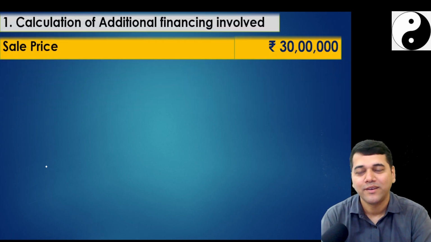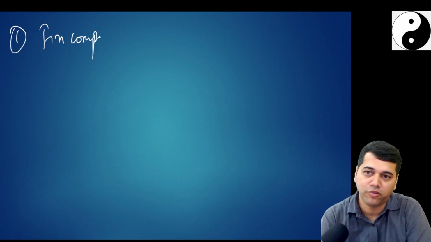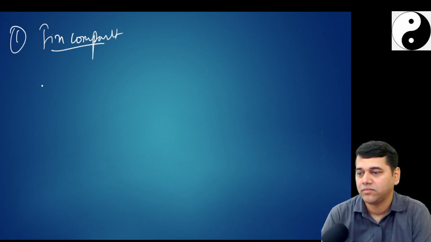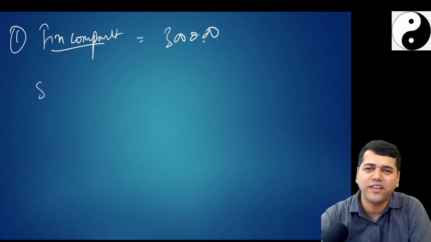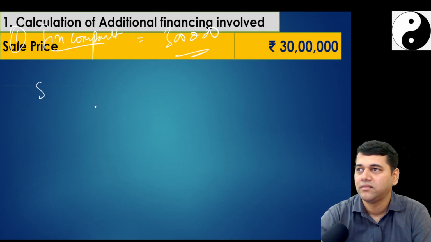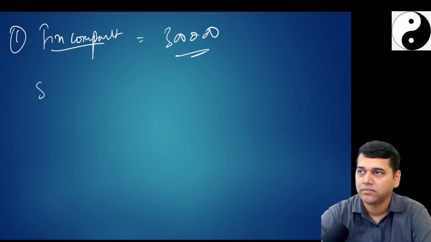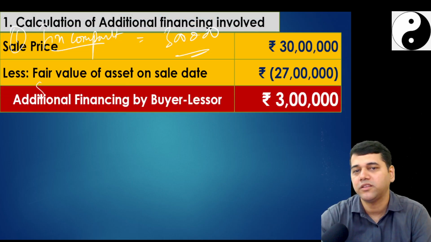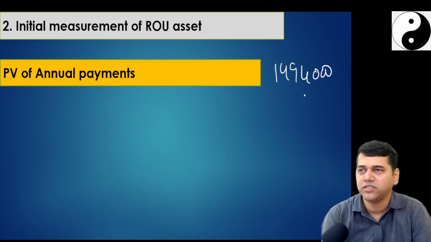First we will calculate the additional financing component. How much? It is equal to sale price minus the fair value of the asset. This is an example, you understand it. Now, how much is my initial measurement of the asset? Again, you start with the present value of the annual payment. Lease payment is 14,94,000. Is it going to change? Lease rent is the same.